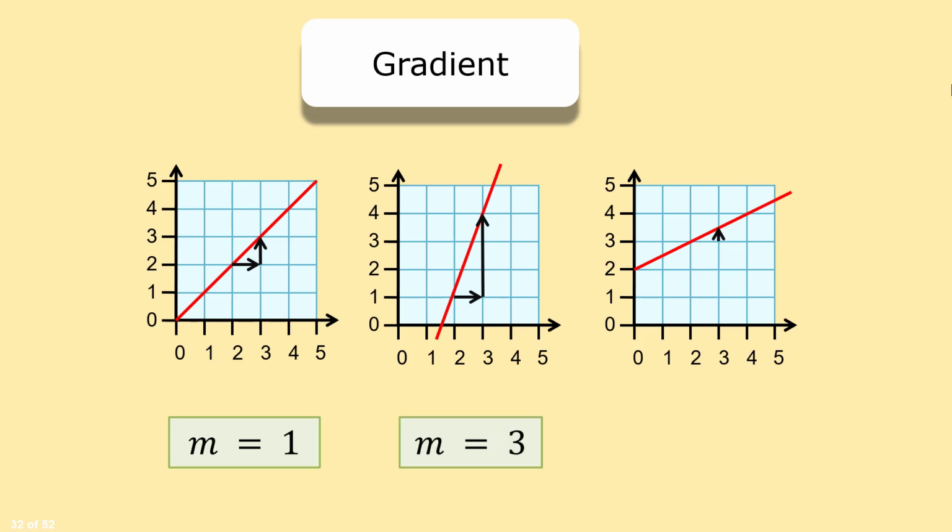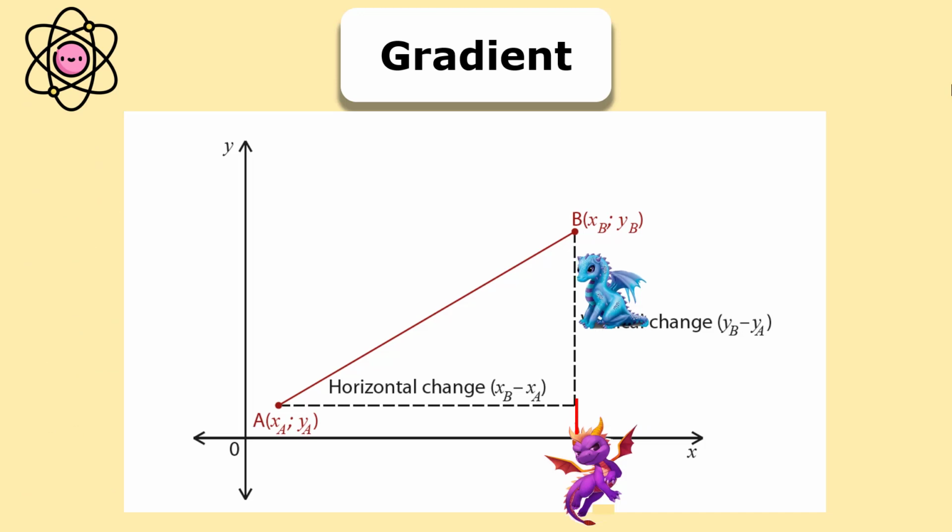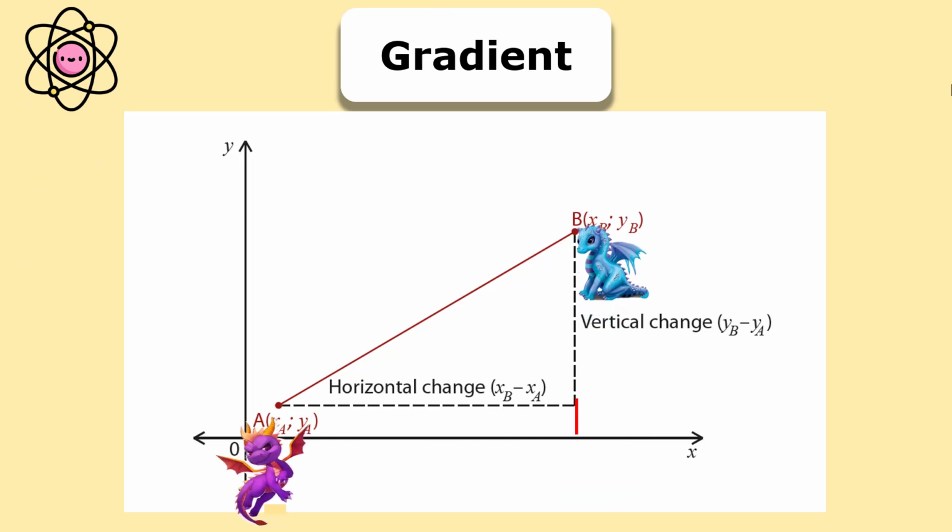Choose any 2 points. The vertical change is a half. And the horizontal change is 1. And a half divided by 1 is a half. We can choose other points as well. The vertical change is 2 and the horizontal change is 4, which is a half. Do you notice that the bigger the gradient, the steeper the line? So, to summarize, gradient is the vertical change divided by the horizontal change.